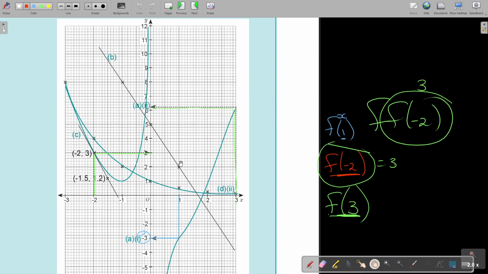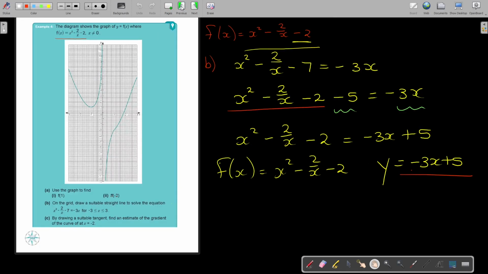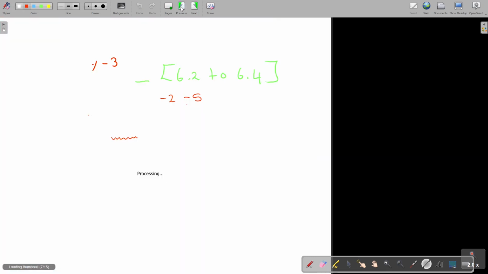Okay, let me just go back and see the question, because it's very important that you read the question. So, okay. They also wanted, on the grid, draw a suitable straight line to solve the equation. So let's just go. I just want to see. So it must then go basically from negative 3 to 3. So you can just extend that line. I would just extend that line a little bit. Okay, that is out of the graph. Okay, so basically now let's just go back to the question.